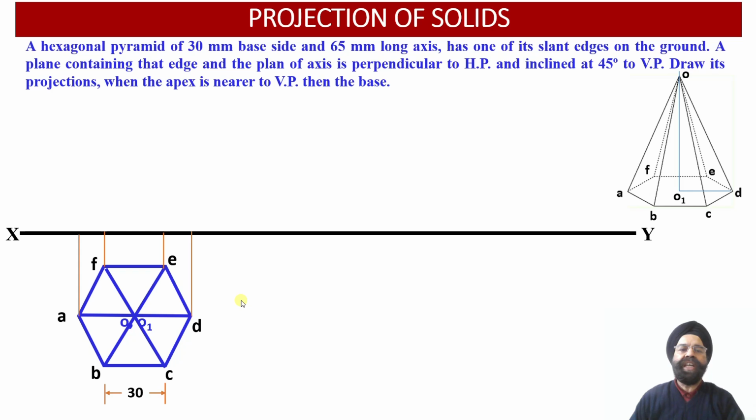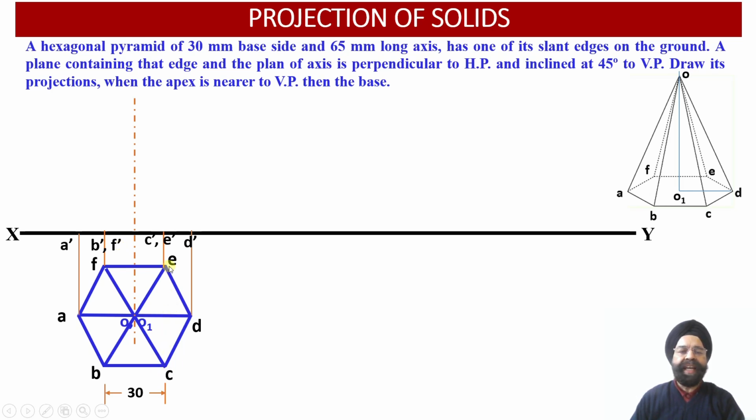Now let us proceed with the construction of the front view elevation projection of this particular hexagonal pyramid. We will see that point A of the base will be projected as A dash onto the XY reference line. Points B and F will be projected as B dash and F dash onto the XY reference line.